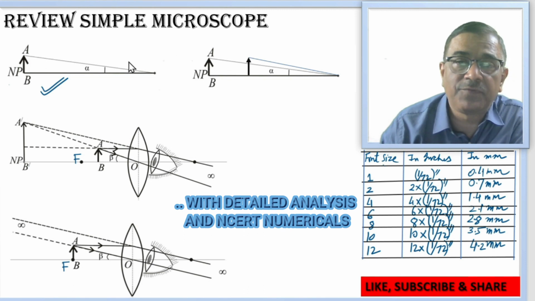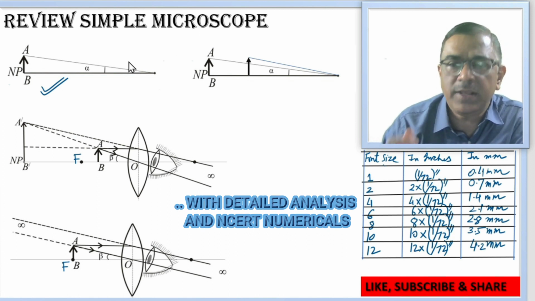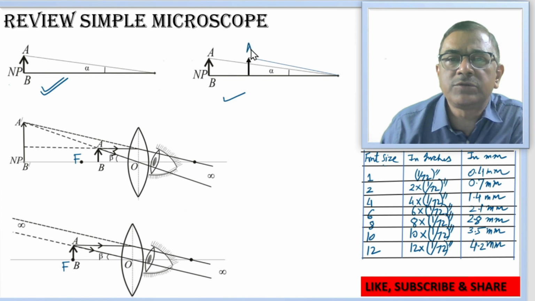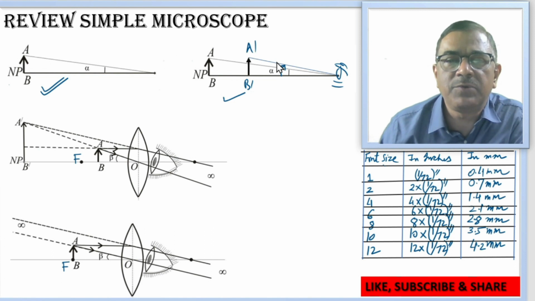Friends, tell me, if the font size in the textbook is very small, or the size of the object is very small, then what do you do? You bring that object closer, as has been done in this figure. So when you bring the object closer to the eye, what happens? Its angular size increases. And if the angular size falls within the limit of resolution of the eye, we should be able to see the object.